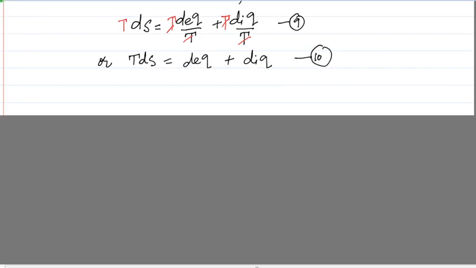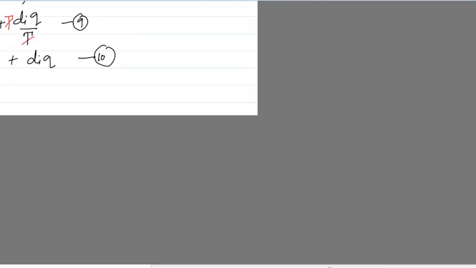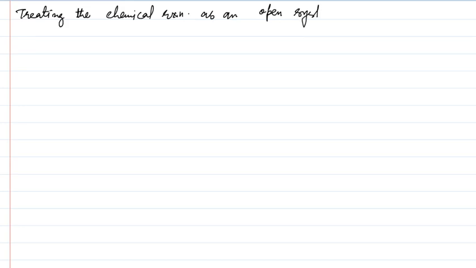Now basically treating the chemical reaction as an open system containing, suppose, C components, and we will write, suppose gamma is equal to 1, 2, up to, suppose, C.